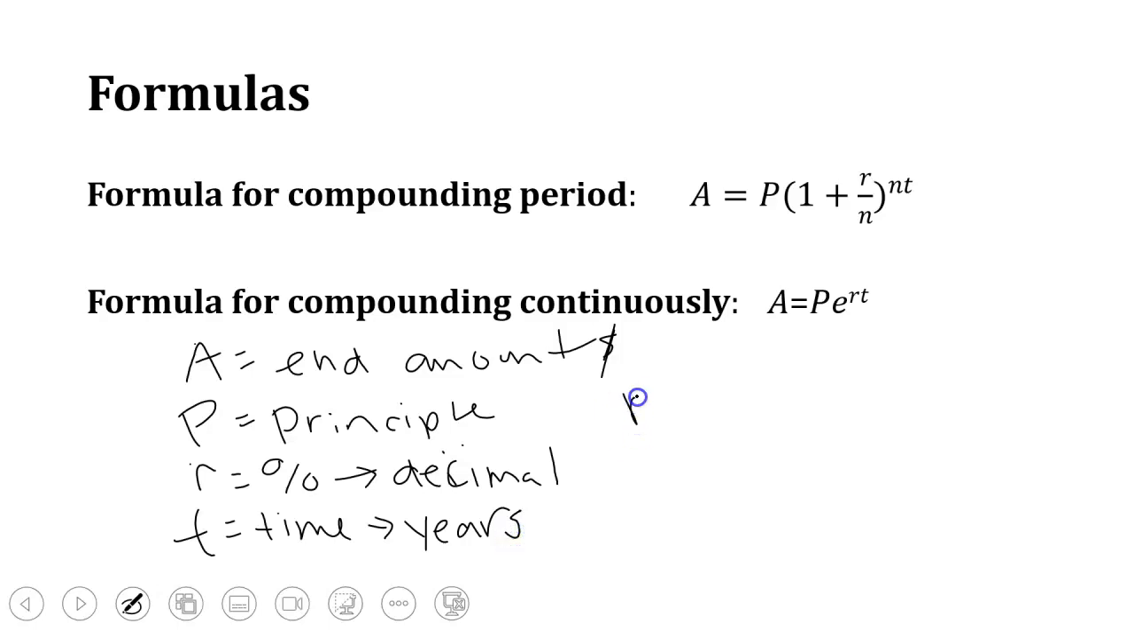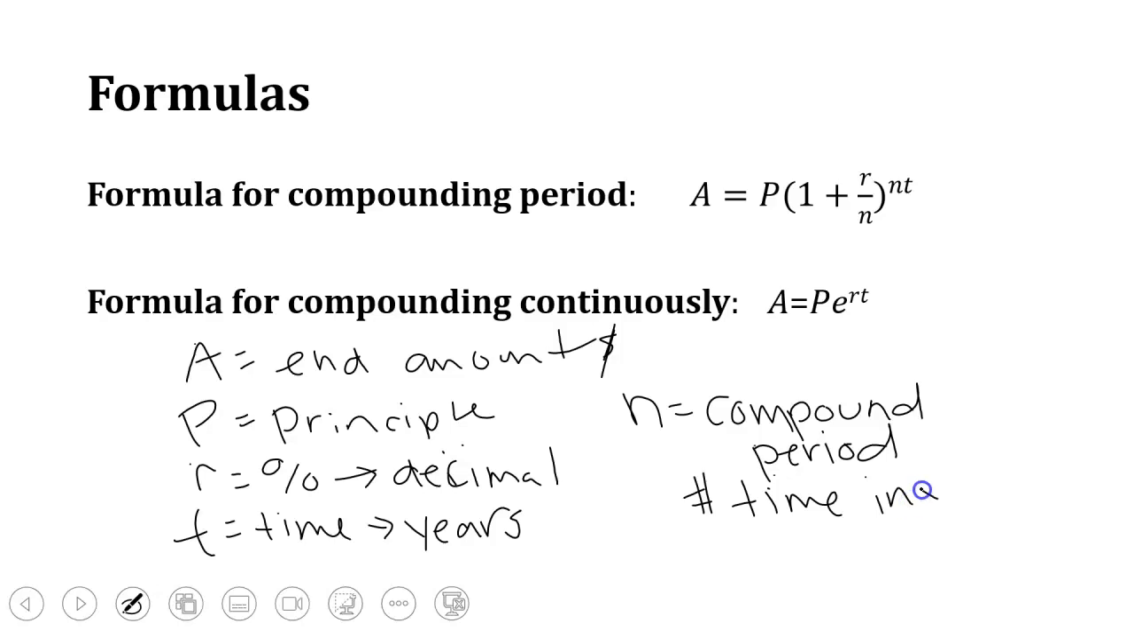And then the N is that list that I just showed you, your compound period. So how often in a year are they putting money in the interest, the compound period? Number of times in a year. All right, and then right here you have an E, and that's actually a number in our calculator.